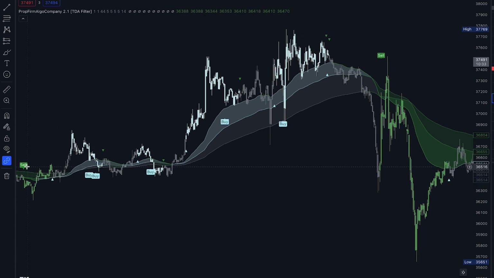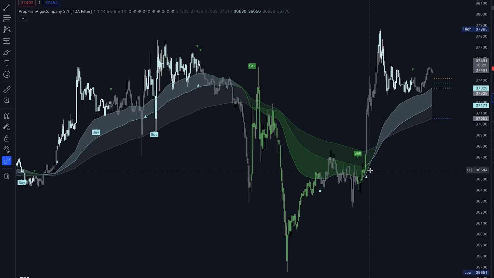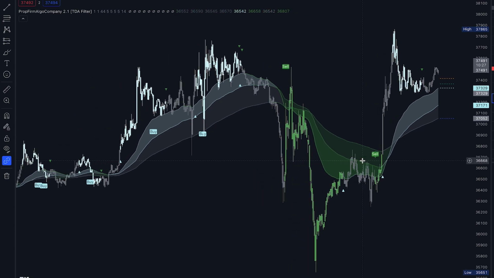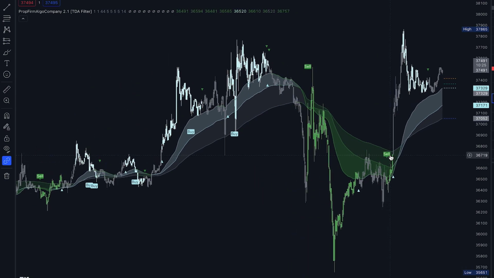With just these, we have 1, 2, 3, 4, 5, 6, 7, 8 signals. And out of 8 signals, we've only had 2 bad signals. This exclusive entry strategy by PropFirm Algo has a win rate of over 82%.